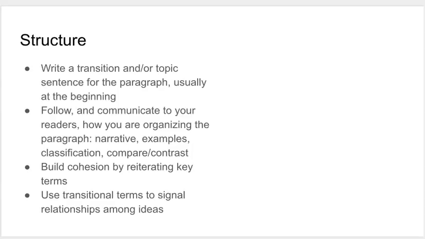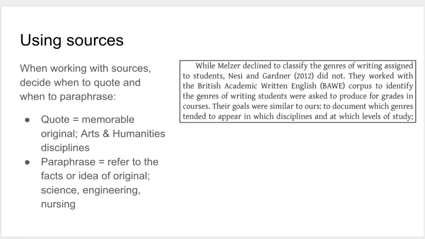Build cohesion within the paragraph by reiterating the key terms and use transitional terms to signal relationships among ideas. So in using sources, decide when to quote and when to paraphrase. Quoting is used when you want to reproduce something that's memorable in the original.